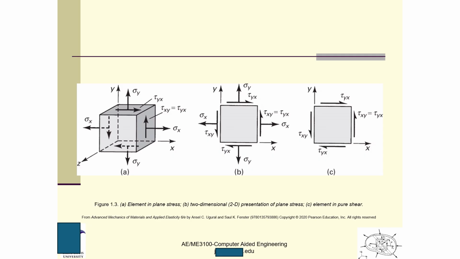So here is a normal stress, here is a shear stress, normal stress, shear stress, normal stress, and shear stress. And for this one, right, this one only has shear stress. Normal stress equals 0. Any questions so far? So this is called element in pure shear, no normal stress. Any questions so far?